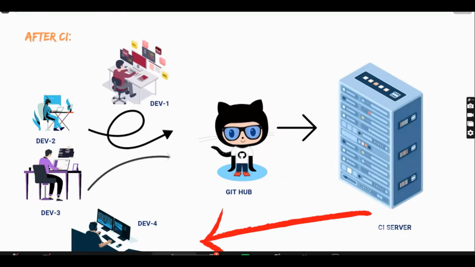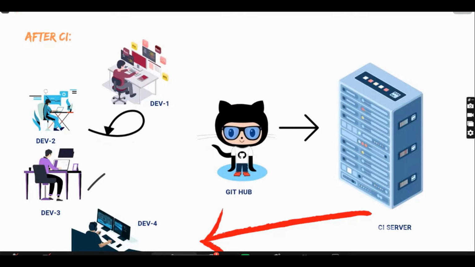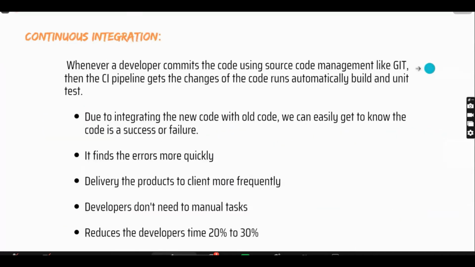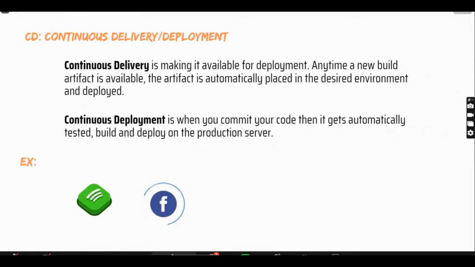The CI server is also called the Jenkins server. After that, we can do build, test, and deploy in continuous integration. But what is the main purpose of continuous integration? The main purpose is that building and testing activities need to be run concurrently, right? So we have seen the meaning of continuous integration.